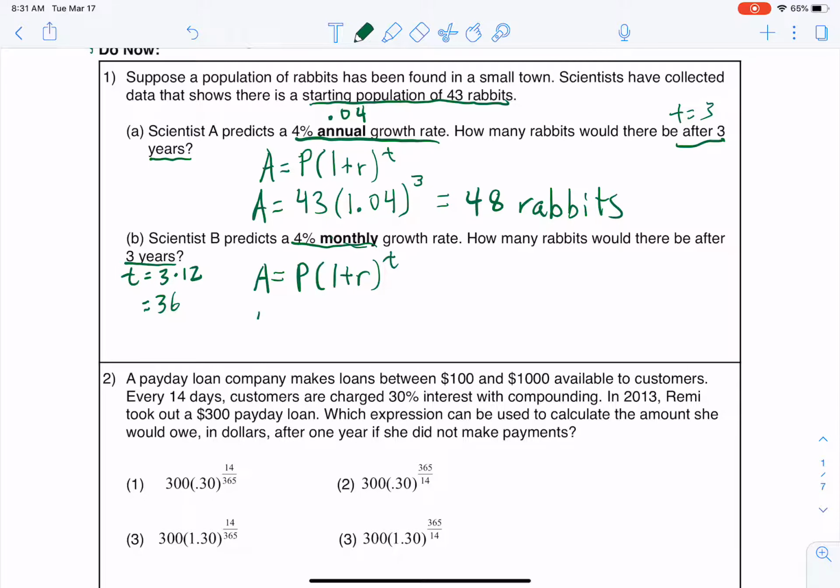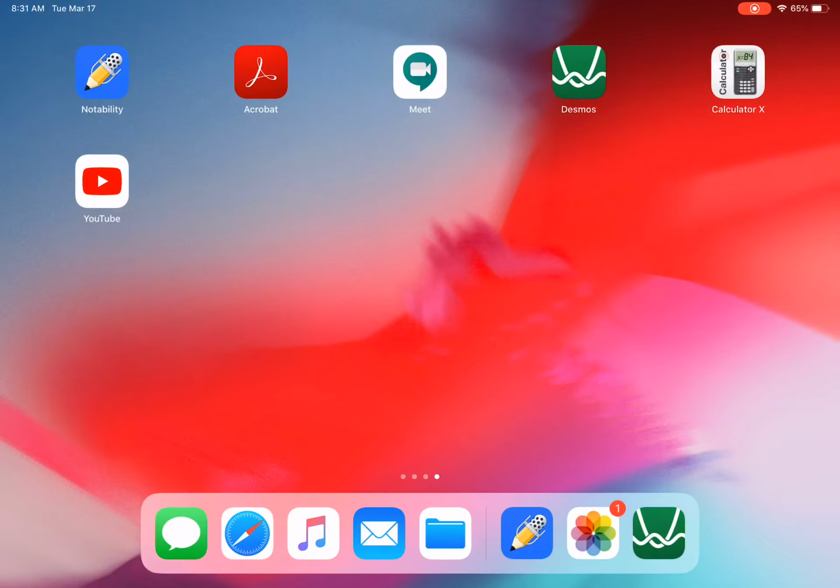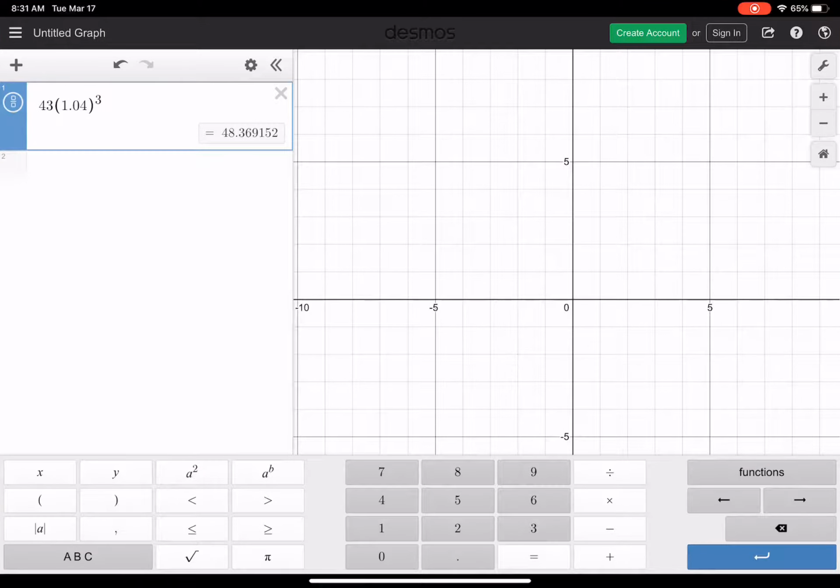Replacing what I know in this equation, I start with 43 rabbits. They're growing at 4% per month. And now our time unit is 36, because after 3 years we've gone through 36 months. Again, I'll need a calculator to evaluate that, so let me get into Desmos and change my exponent to 36. You're going to see that after 36 months, or 3 years, we have 176 rabbits.